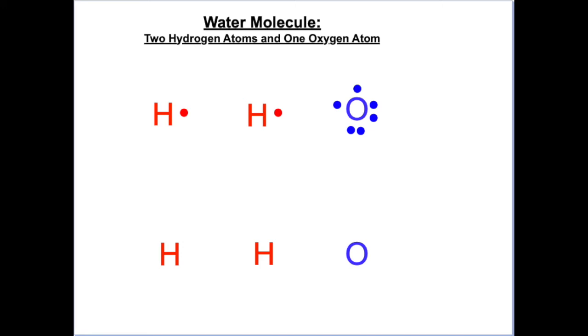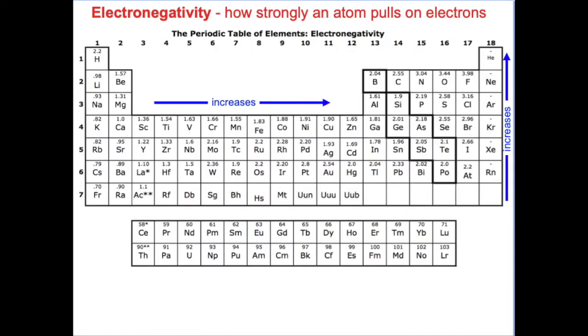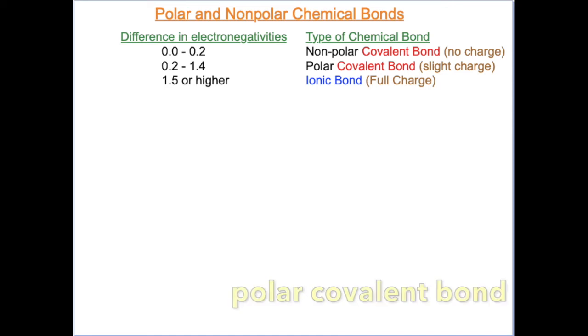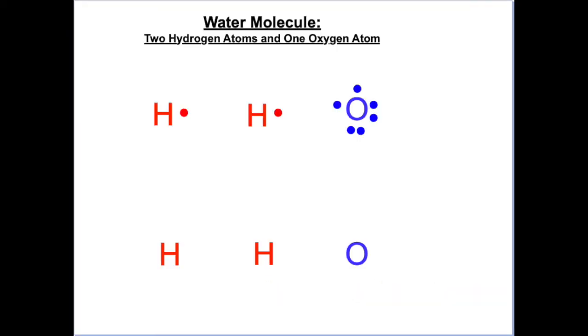Let's determine which element is stronger by finding the difference in electronegativities. Oxygen is 3.44, hydrogen is 2.2, so the difference is 1.24. This is a polar covalent bond. So oxygen is just a little stronger than hydrogen, but not strong enough to totally take the electron and become an ion. So oxygen starts pulling on the electron from hydrogen, and hydrogen is pulling on 1 electron from oxygen.